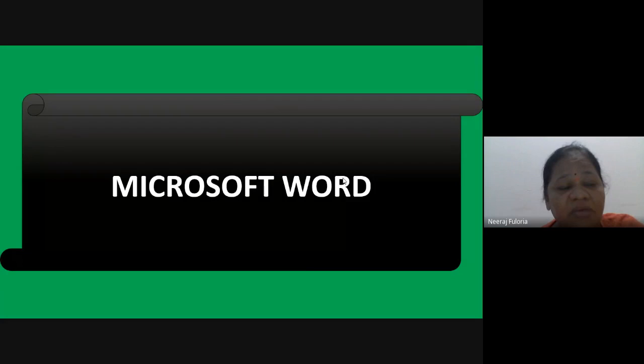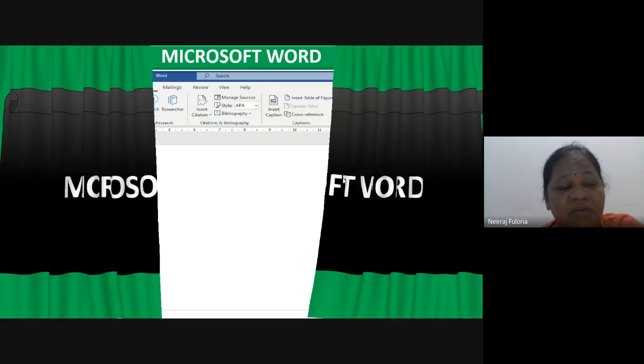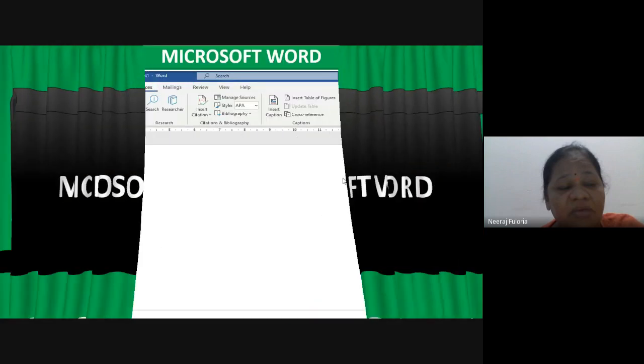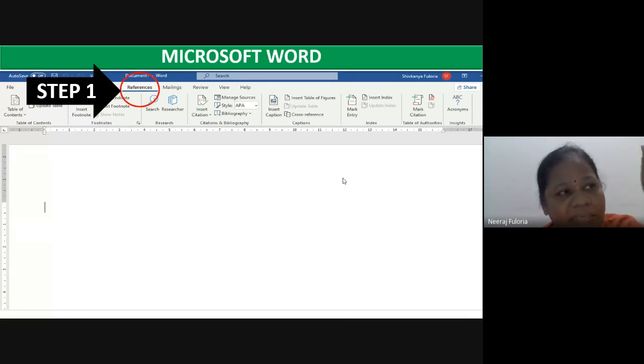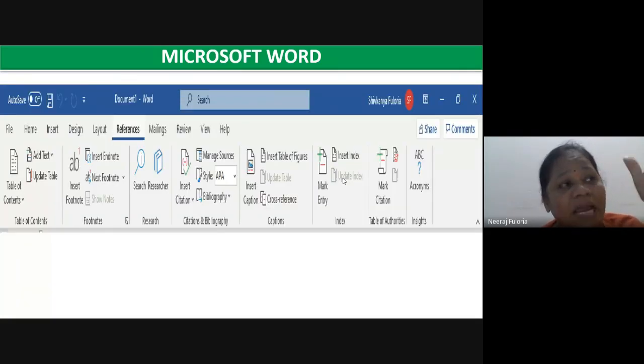The next is Microsoft Word. Okay, Microsoft Word, many of us are using it, but we never explore Microsoft Word. So in the latest version of Microsoft Word, one of the tabs is References. You can write the references in Microsoft Word itself. But for that, you need to have the knowledge of how to write the references or how to cite the references by using Microsoft Word.